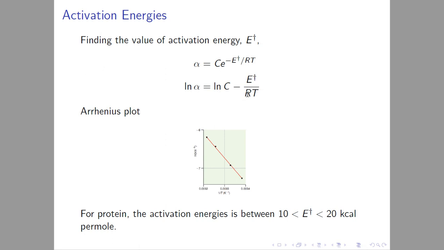We know the gas constant, so from that we can find E dagger, the activation energy. Here for the protein, the activation energy is between 10 to 20 kilocalorie per mole, so it can interchange from A to B or B to A.